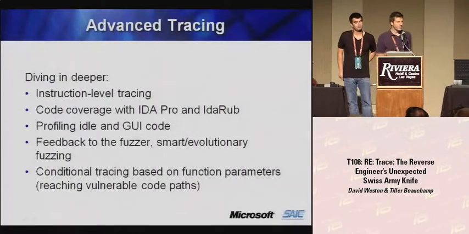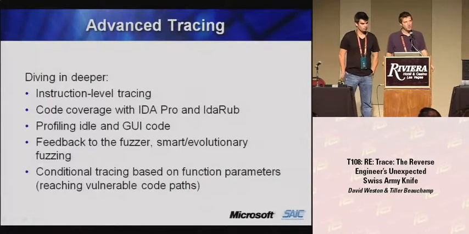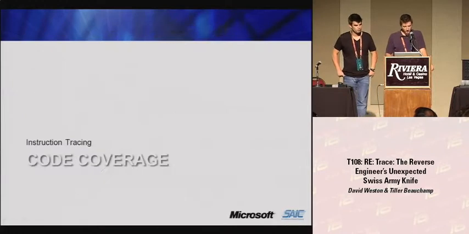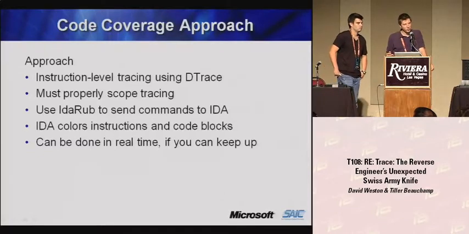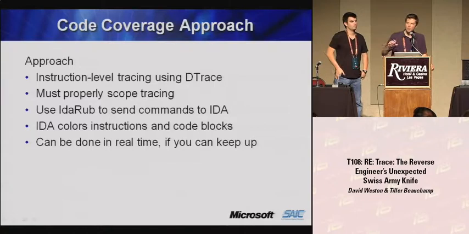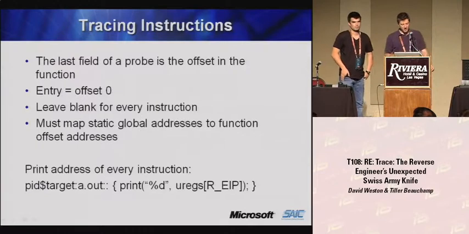Okay, so some other things we can do with Retrace: instruction level tracing will give us the ability to do code coverage. We're very interested in that. So let's briefly talk about it. The idea is pretty simple here. DTrace gives us the ability to print out the address of the instruction at each point. So we just print them all out and then map them into IDA, and we can visually represent what code coverage looks like during a particular run of an application. So that's the whole approach.